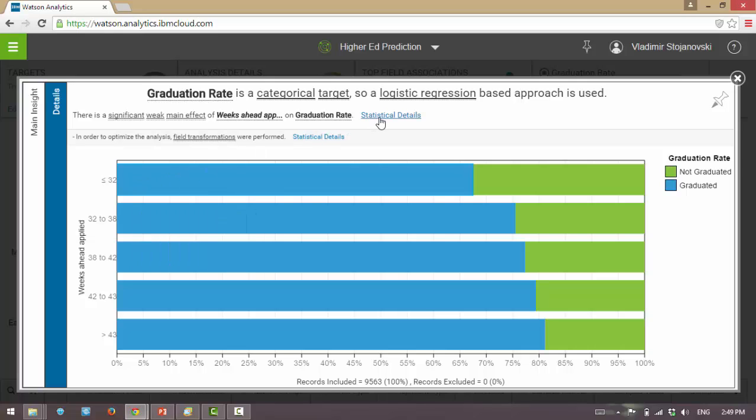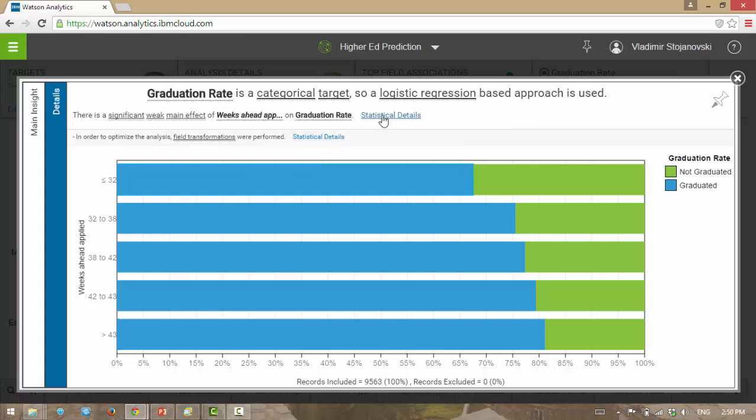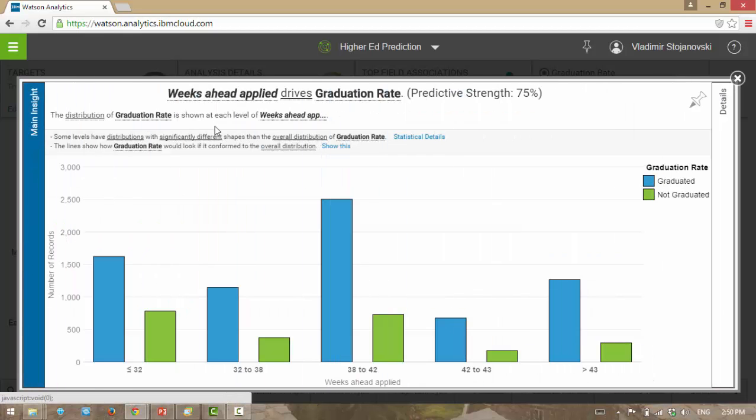And these statistical details give us further information as to how such binning was performed. And if I click on this, it's going to go to the documentation and explain what equal frequency binning means. And additional statistical details can be found by each statistical statement here.